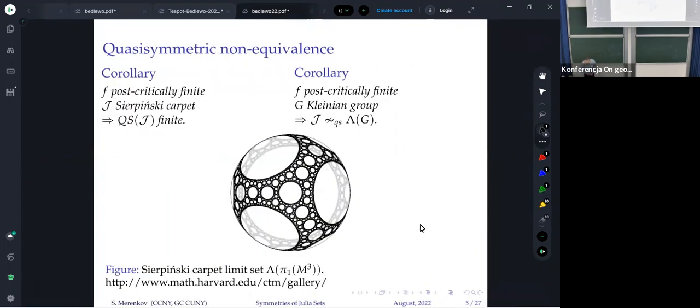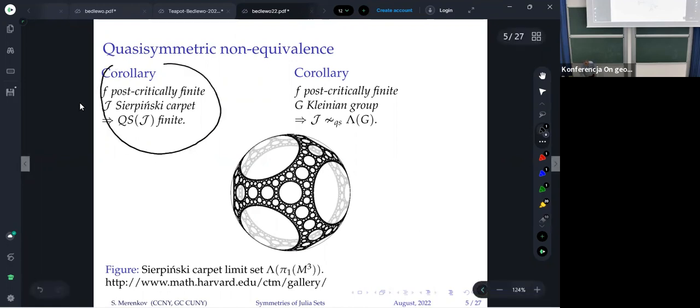And there are a couple of corollaries to this result. One that I already said, that for post-critically finite maps, you only have a finite quasisymmetry group. This is again by Gennady.